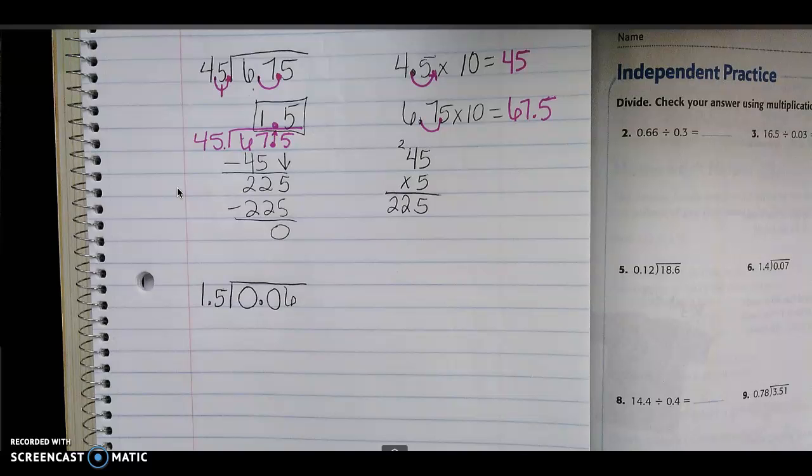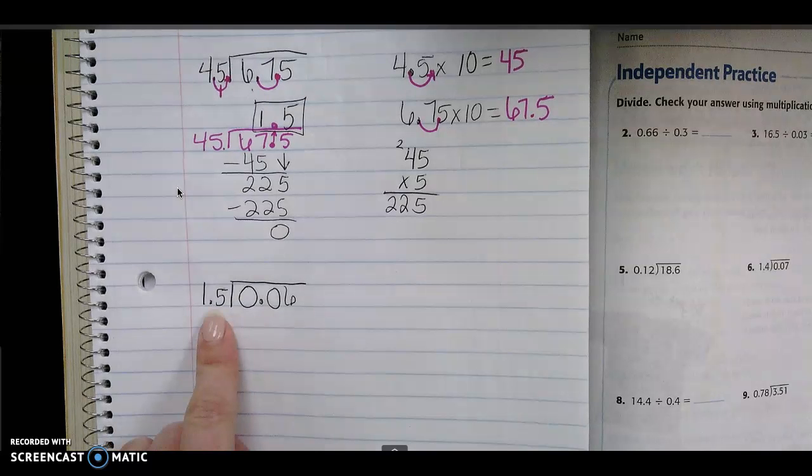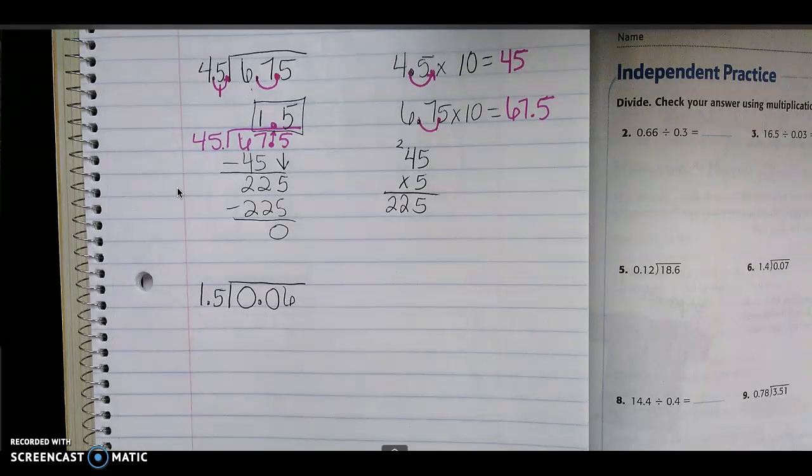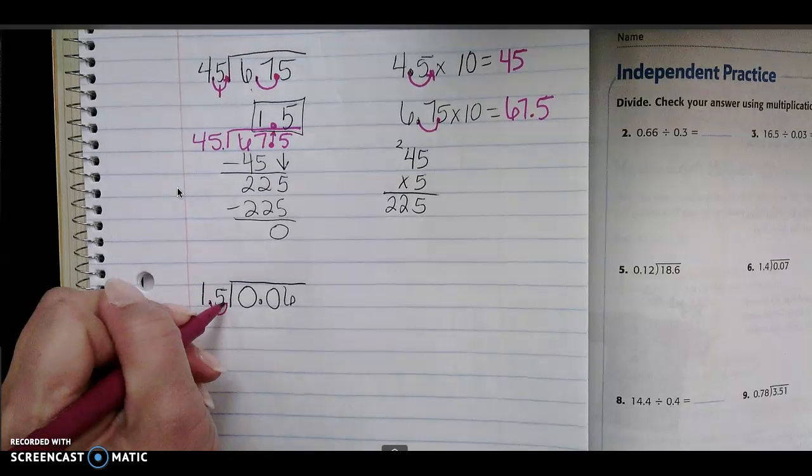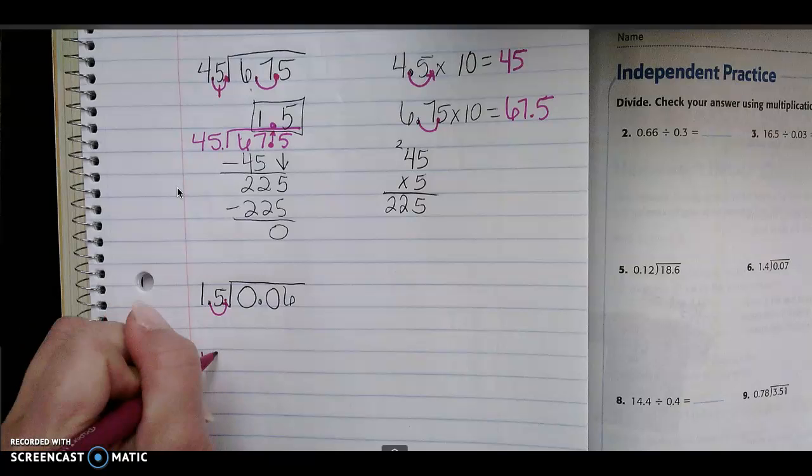So first thing I have to look at is, is there a decimal in the divisor? Yes. How many times will I have to move it to get it to the end? Show me with your fingers. 1 time. It's going to come here, right? So that's going to make it a 15.